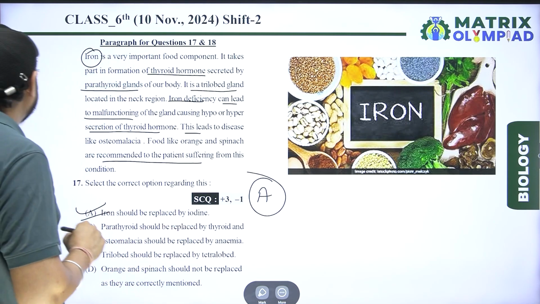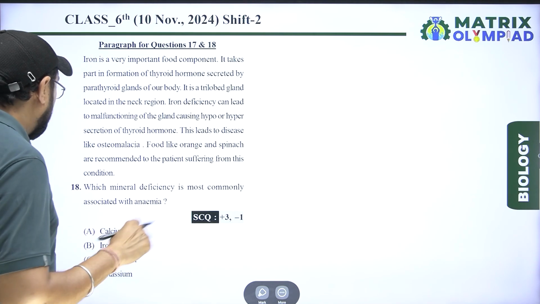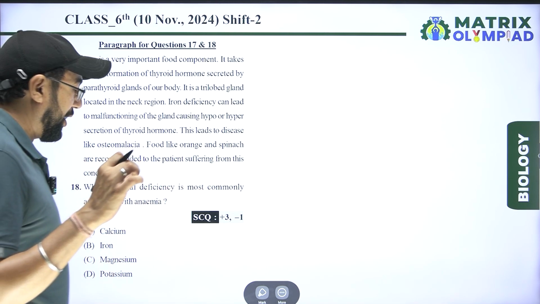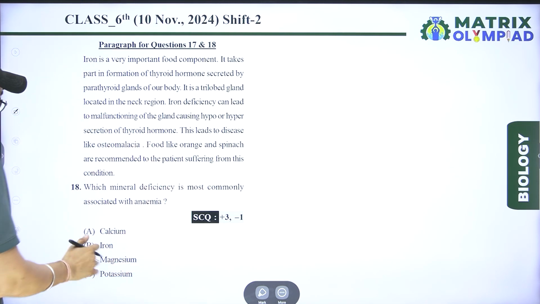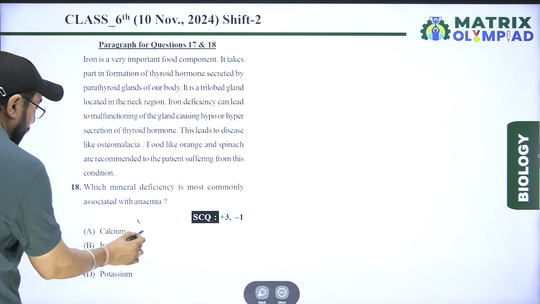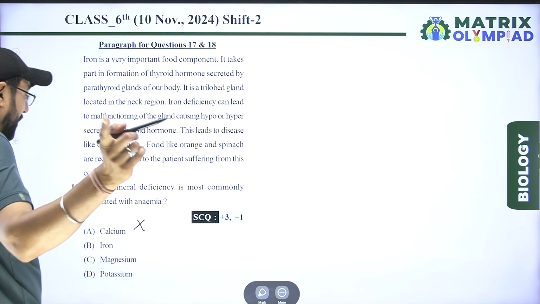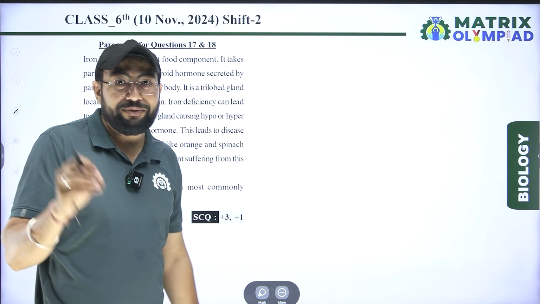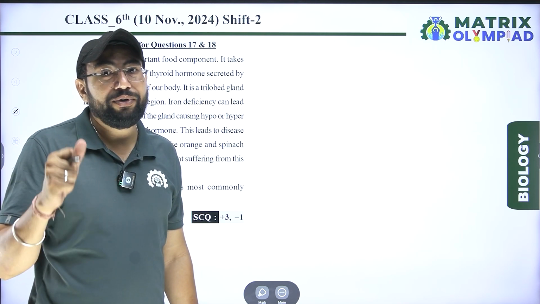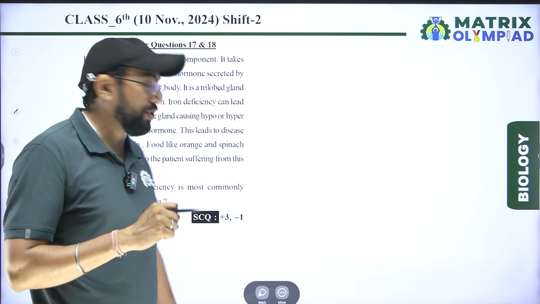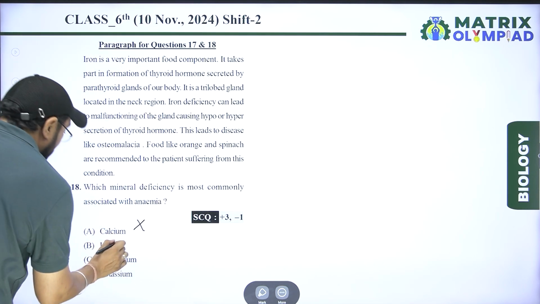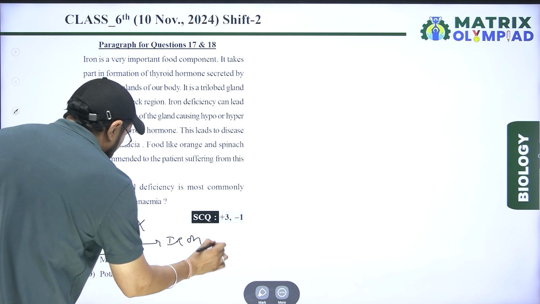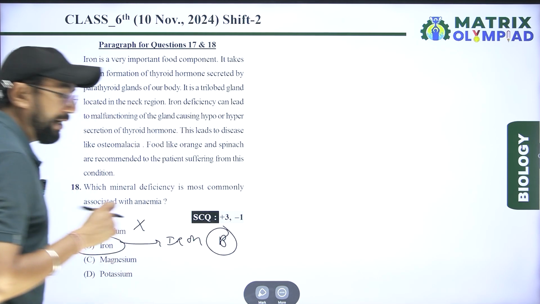Next question is, which mineral deficiency is most commonly associated with anemia? Calcium? No. Calcium is not related to anemia because anemia shows lack of RBC, lack of hemoglobin. So our right answer related to RBC is iron. Second, option B is correct.